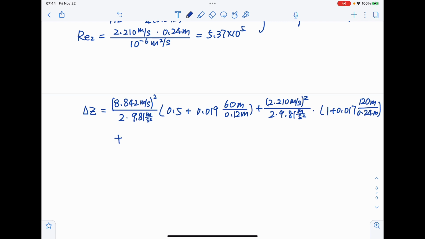the head loss from the smaller pipe to the larger pipe is the velocity difference to the power of 2 divided by 2g. Okay, so the delta z equals 44.5 meters.